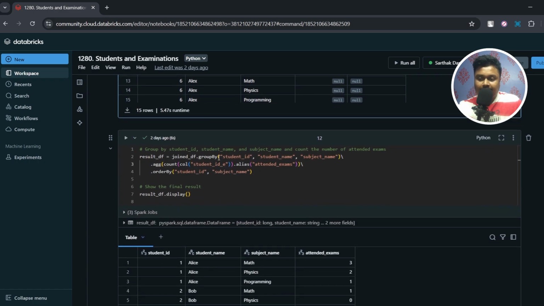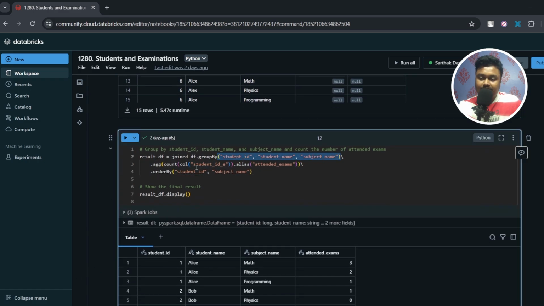So this is why I have included these 3 columns in the group by, and in my aggregate I'm using count of student ID from the examination table. So if you see, for the student ID in examination, I've given an alias of E to avoid any ambiguity error. Now I'm aliasing it as attended exams and ordering the entire thing by student ID and subject name, because that is what the question has asked us.